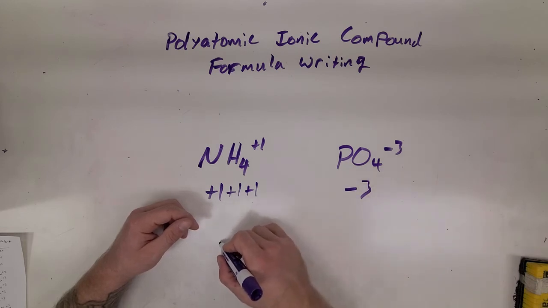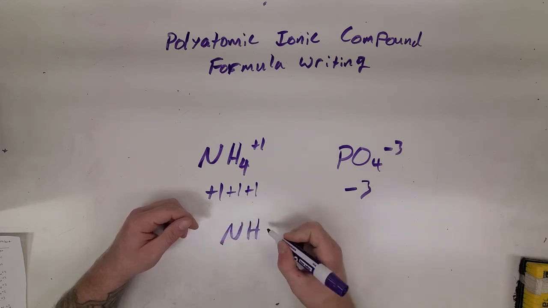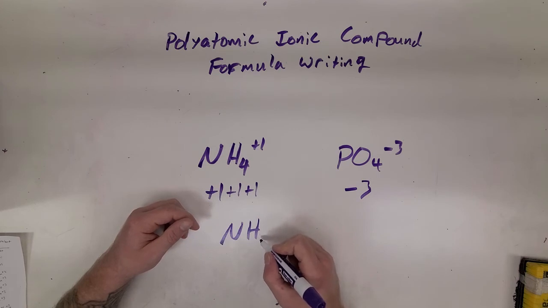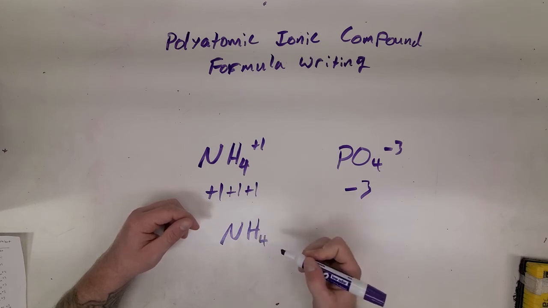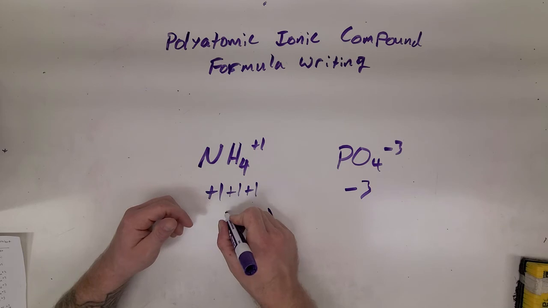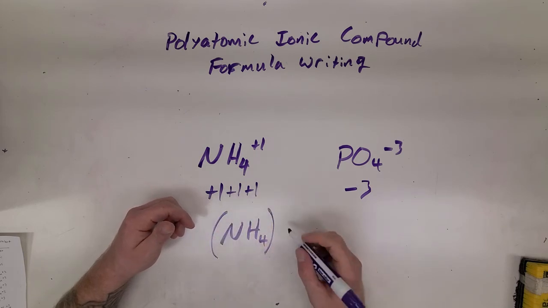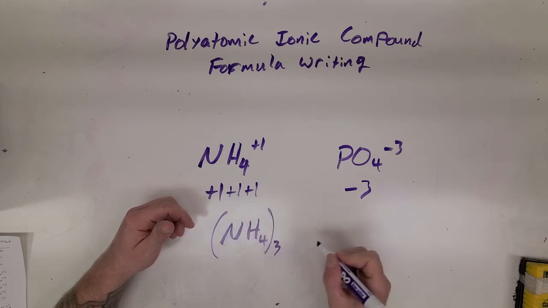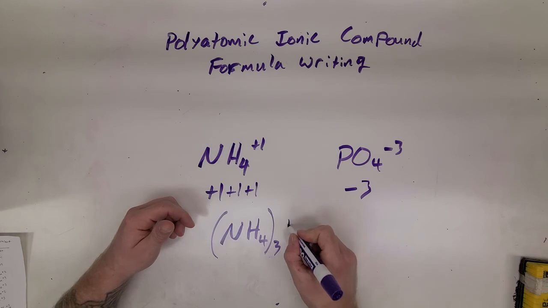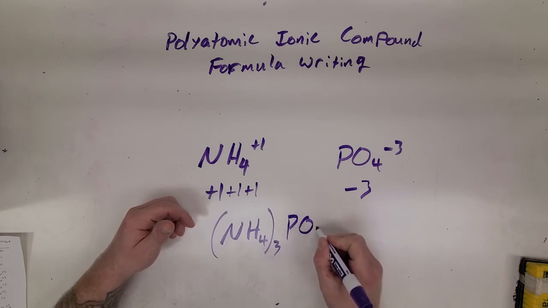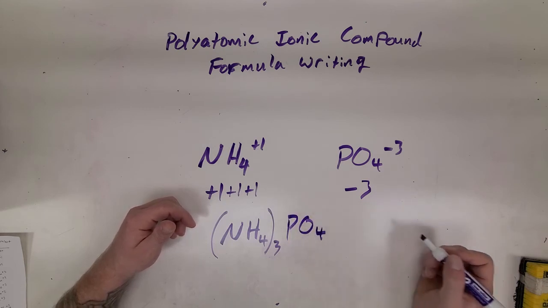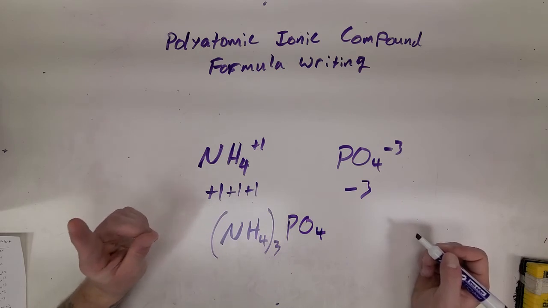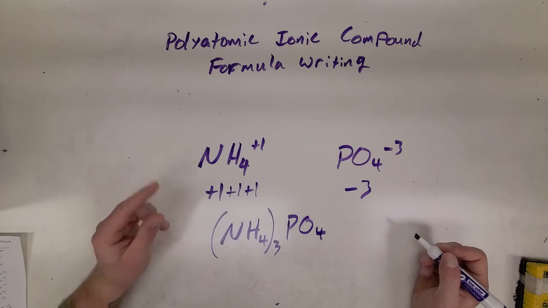So when we write that, very similar to when we had multiples of a negative ion before, we write the ion and then we put it in parentheses and put a, there's 3 here, so we'll put a 3. And then we add this ion. And that's all good. We're going to take a look at just one more example.